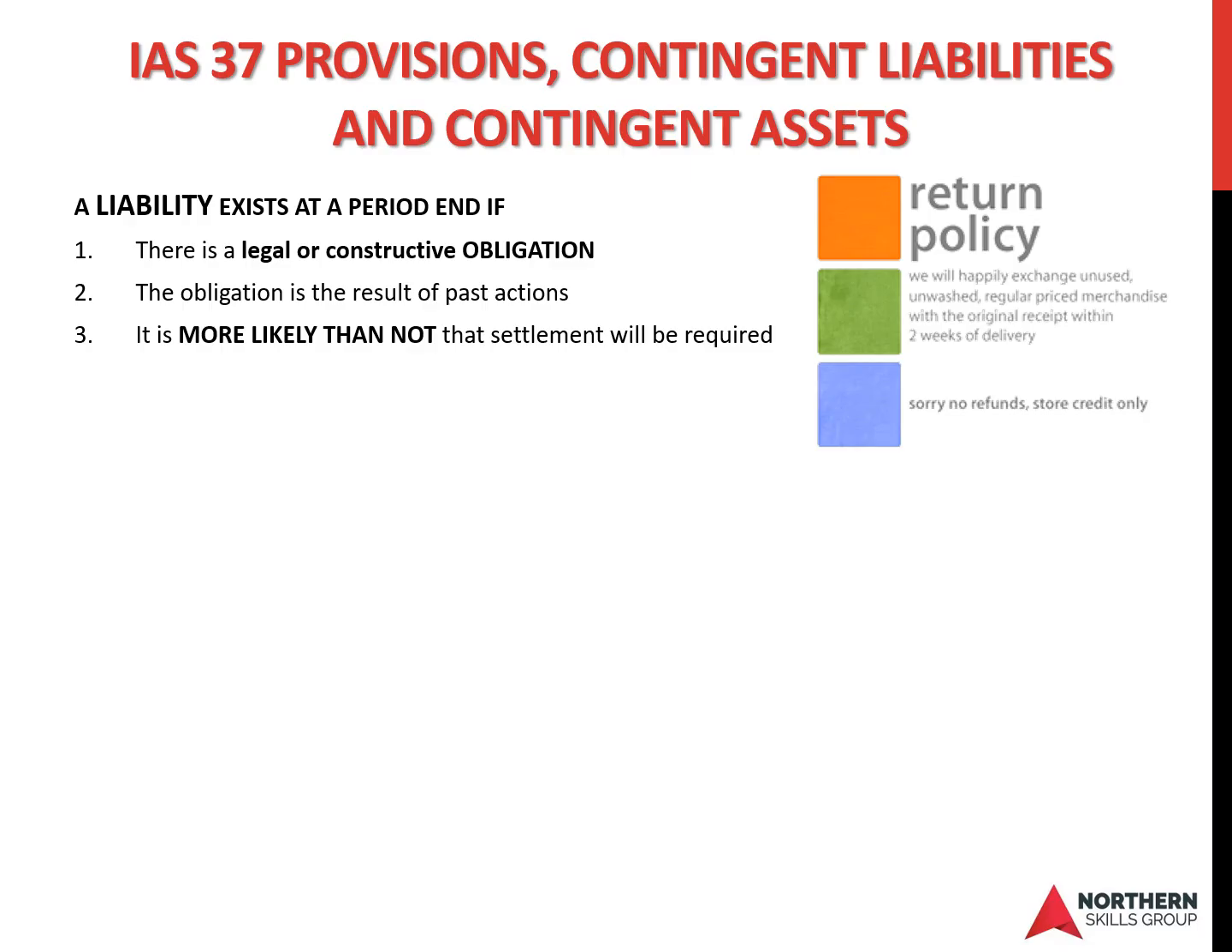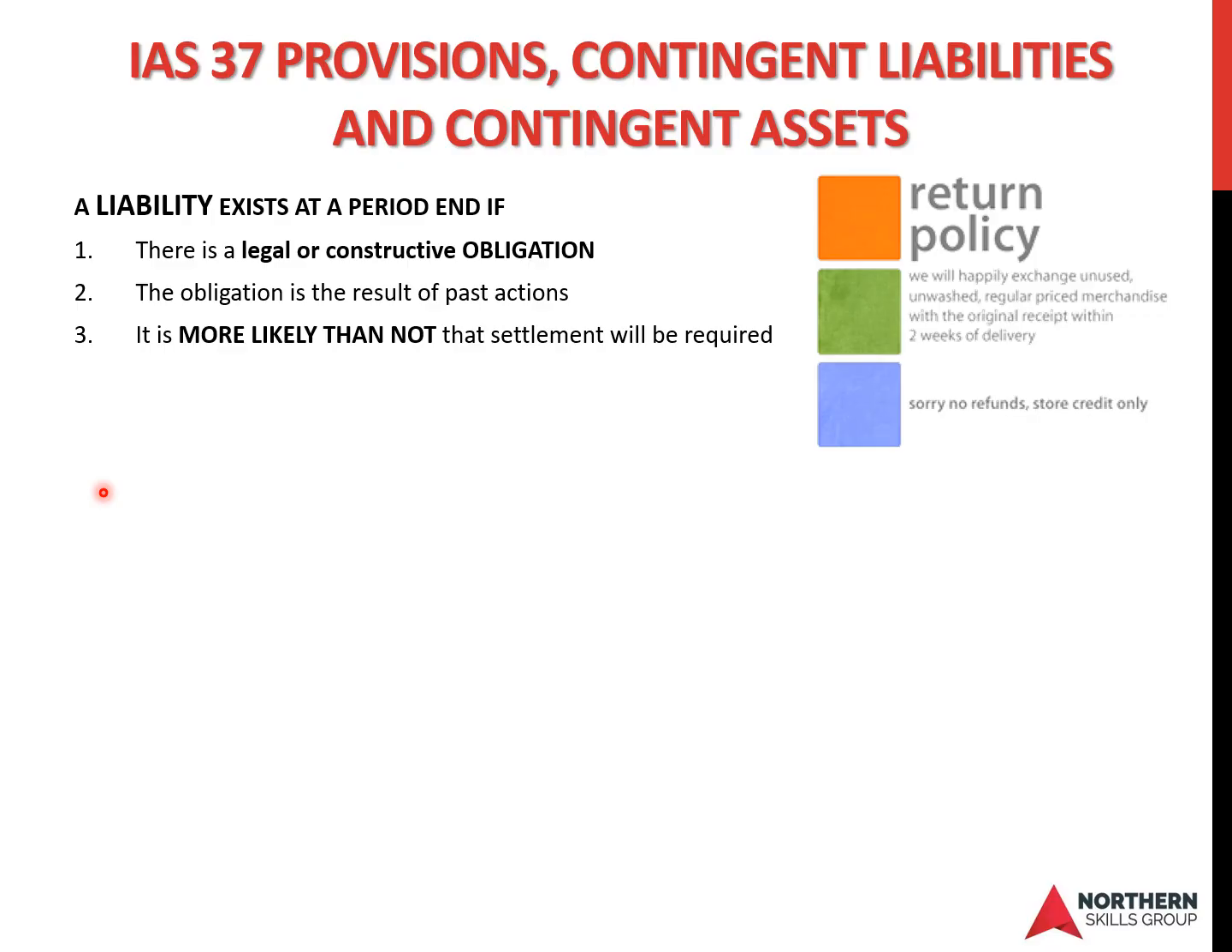And finally, it's got to be more likely than not, probable, that at some point the liability will require settlement either by payment or the provision of goods and services. So those three things are necessary for there to be a liability: legal or constructive obligation, of past actions, and more likely than not that settlement will be required.